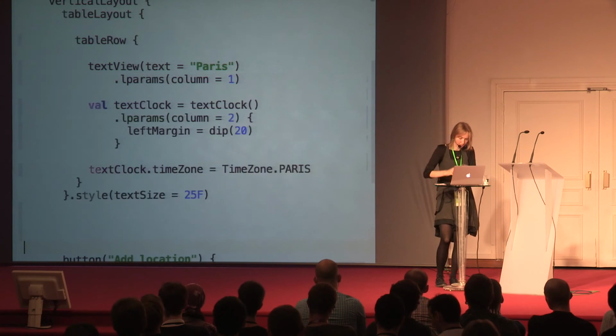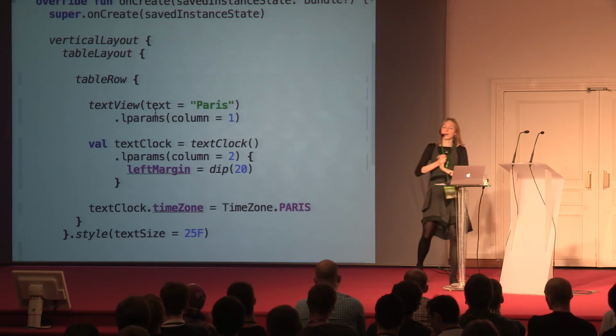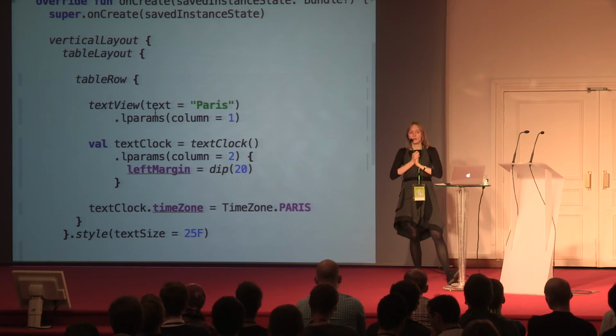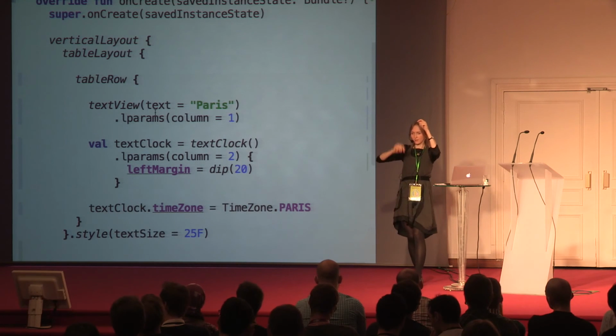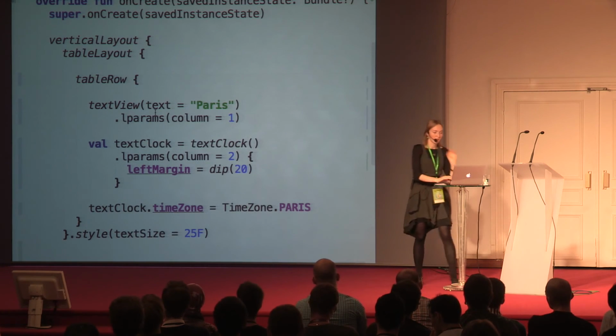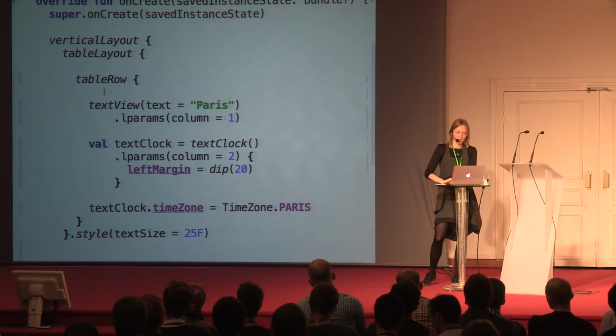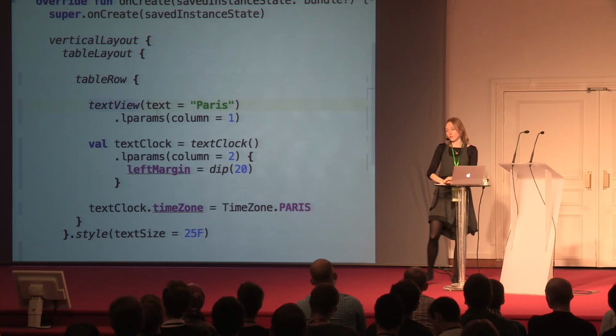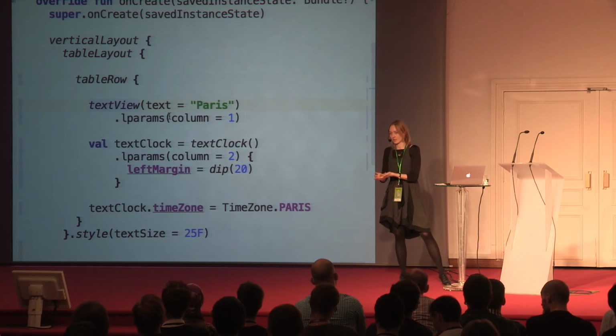You can imagine the XML file for this simple layout. It's a vertical layout, table layout, text row, text view, and so on. But in Kotlin, you can create it using Kotlin functions.